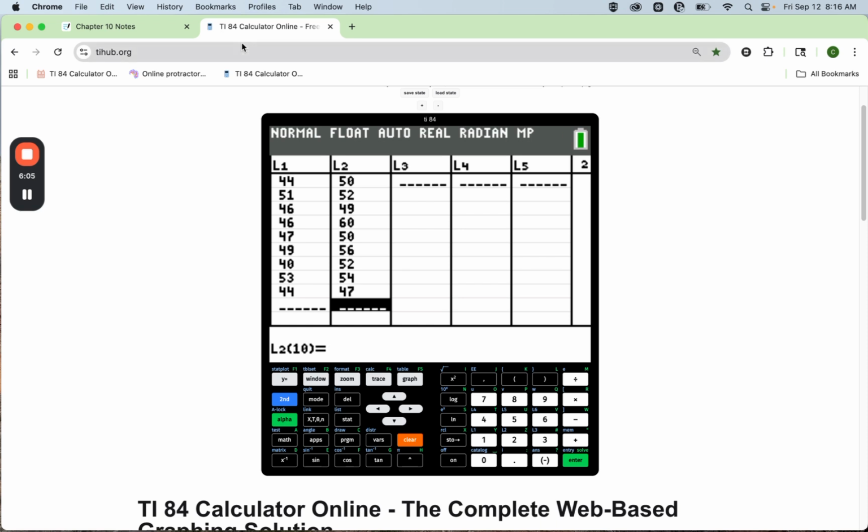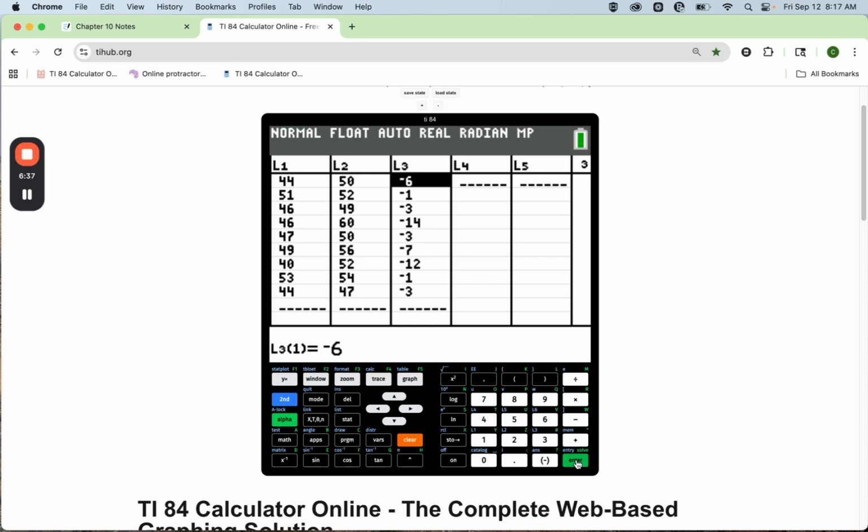Okay, so I'm testing to see whether those are equal, which means I'm testing to see whether their difference equals 0. So I got to go over here to L3 now, and instead of entering all the differences, which you could easily do, 44 minus 50 is -6, 51 minus 52 is -1, you could easily do that. Or you go up and highlight L3 and hit second 1, which is L1, minus second 2, which is L2, and have the calculator calculate those for you.